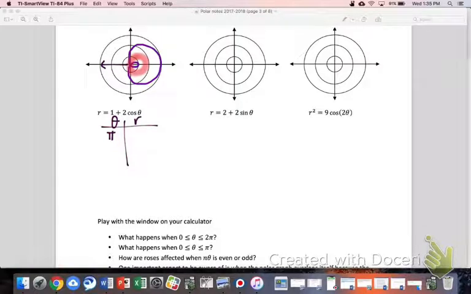Cosine of pi is -1. 1 plus -2 is -1. So that's where at least one of the points on that little inner loop comes from. You'd say, okay, so if we're facing left, we're actually plotting a point off to the right. That means we have to be facing left and walking backwards.